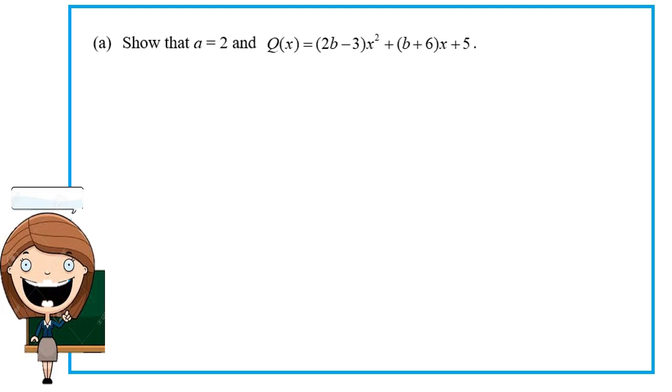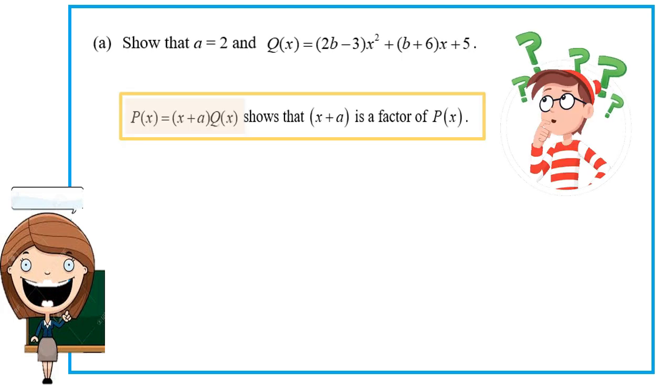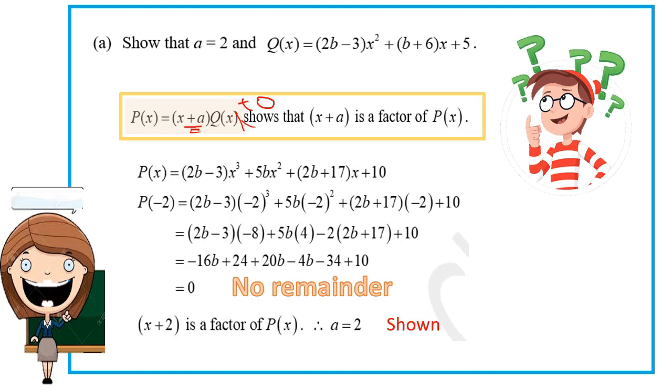So part A, we are going to show the value of a as 2 and the polynomial q(x) as shown above. Since it's given that p(x) is equivalent to the expression x plus a multiplied with q(x), and there is no remainder, that means x plus a should be a factor. So we may use the remainder theorem. We just substitute the value of minus 2 into the polynomial and we solve it. You will notice there is no remainder when we substitute x equal to minus 2.